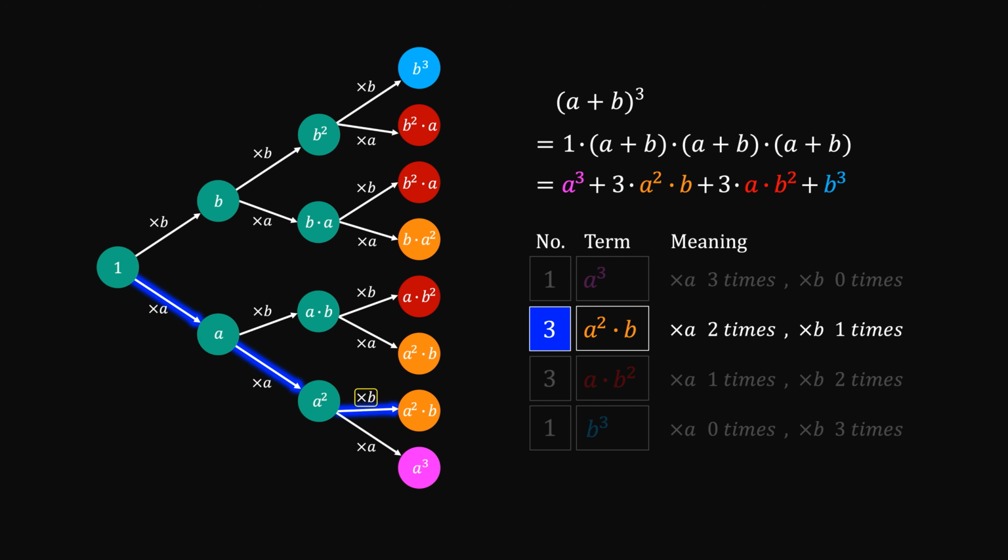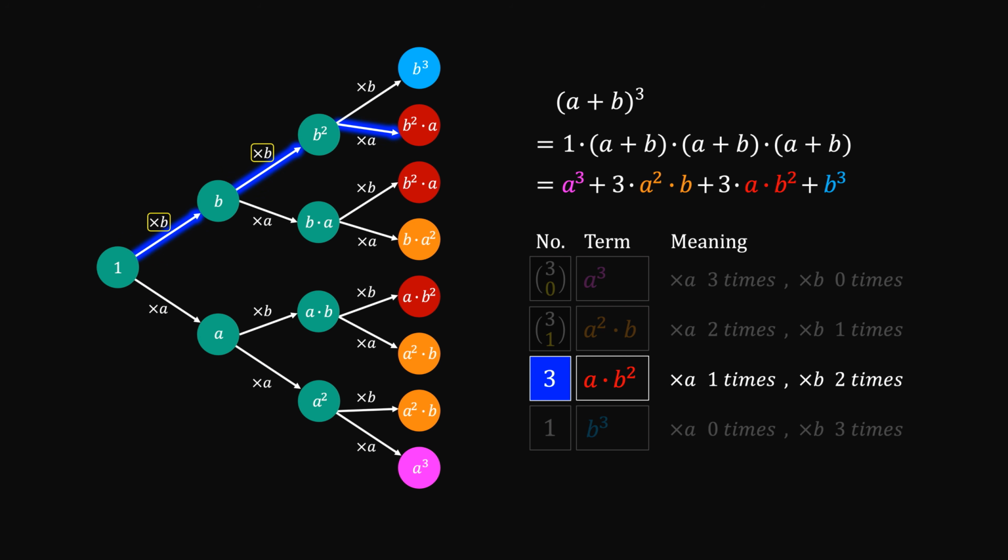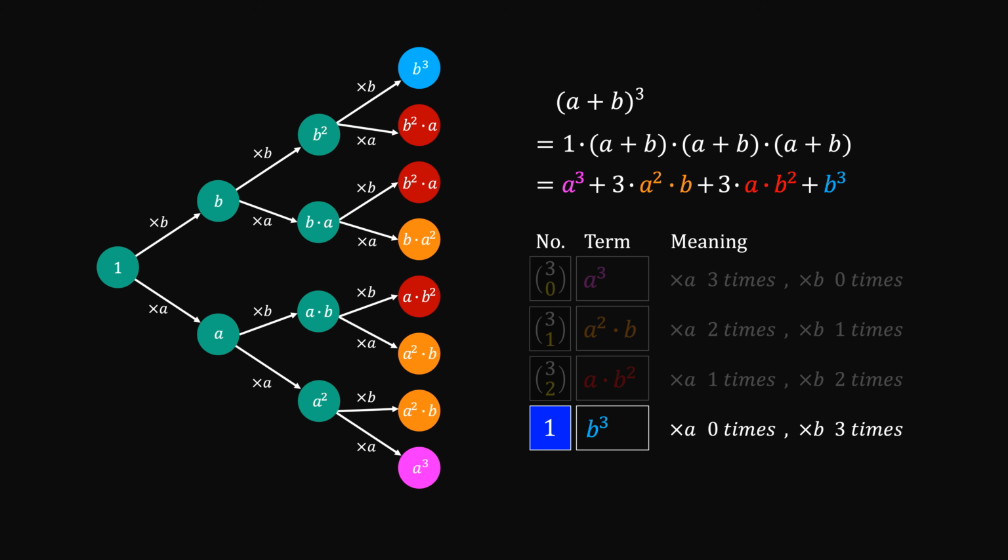Let's use this notation. It means the number of ways to pick 1 out of 3. The first coefficient means the number of ways to choose 0 out of 3. And this is the number of choosing 2 out of 3. And the last one is the number of choosing 3 out of 3.